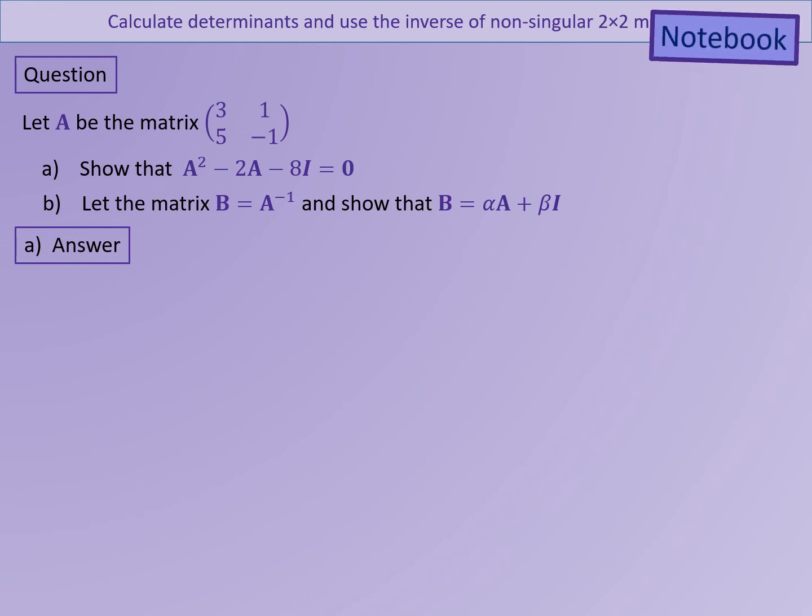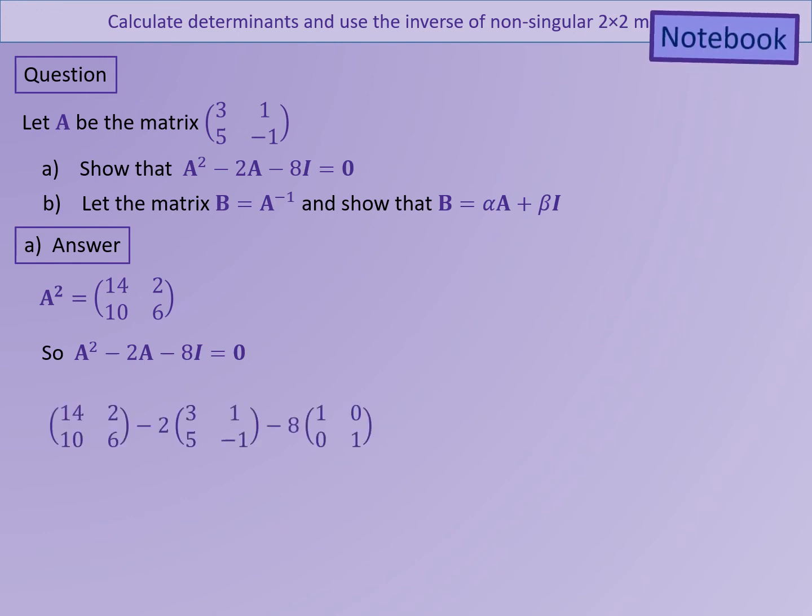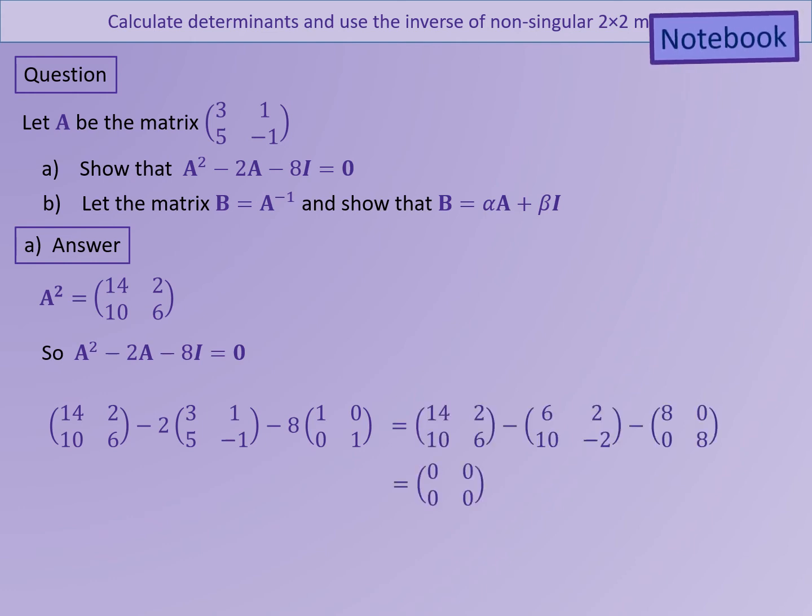So substitution is going to help us here. A squared is just the matrix A times itself. It gives us (14, 2; 10, 6). So when we calculate A squared minus 2 times A minus 8 times the identity, which is (1, 0; 0, 1), we end up with the 0 matrix. So we have shown that matrix A satisfies that equation there.